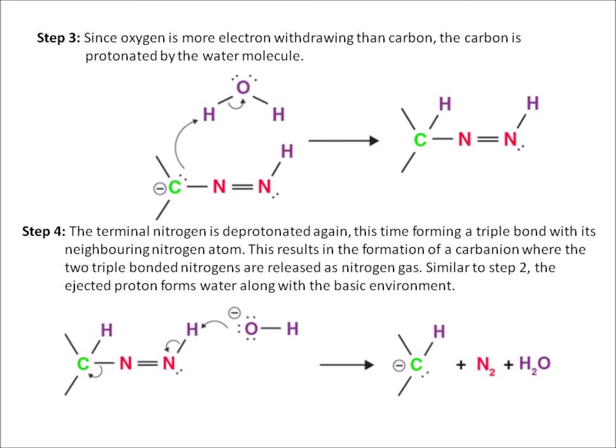In the fourth step, terminal nitrogen is deprotonated again, this time forming a triple bond with its neighboring nitrogen atom. This results in the formation of a carbanion where the two triple bonded nitrogens are released as nitrogen gas. Similar to step 2, the ejected proton forms water along with the basic environment.